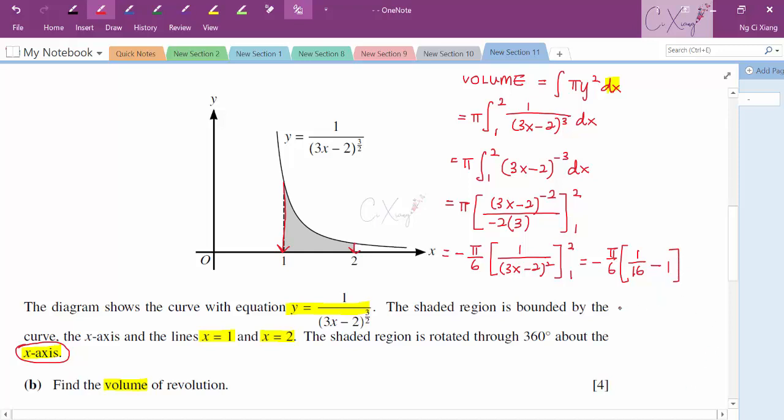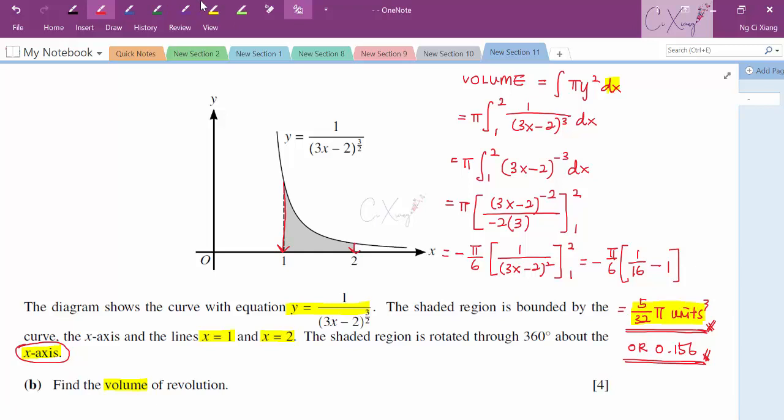Alright, so if I try to simplify it, I will have actually 5 over 32 pi as the answer. Okay, then this is volume. Therefore, I'm having units cubed. Okay, so of course, for this particular question, generally they didn't ask for exact value. So they only ask for volume. If you want, you can change it to 3 significant figures also as your answer, which is 0.156. Alright, so this is how we solve for part B.